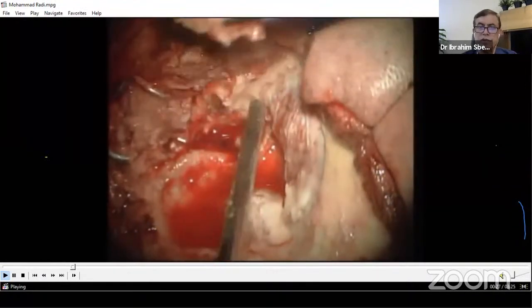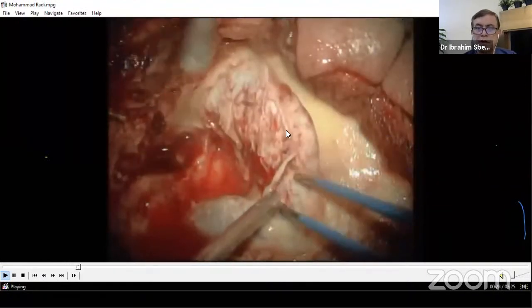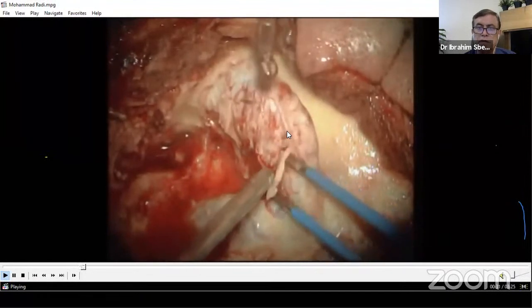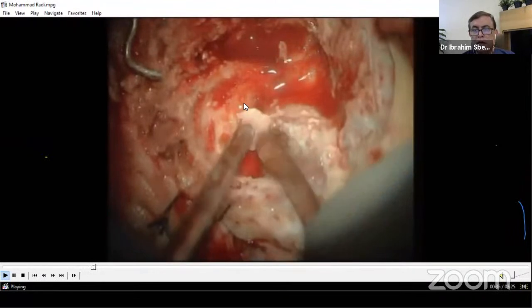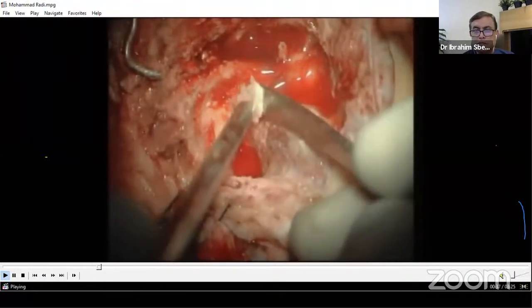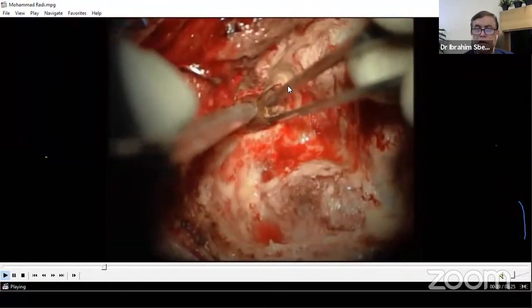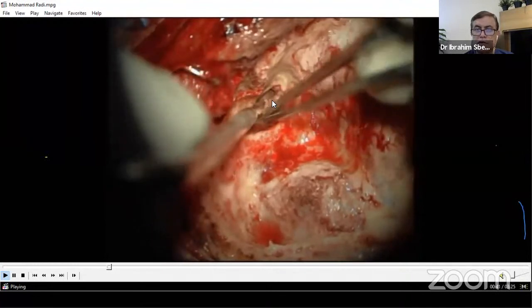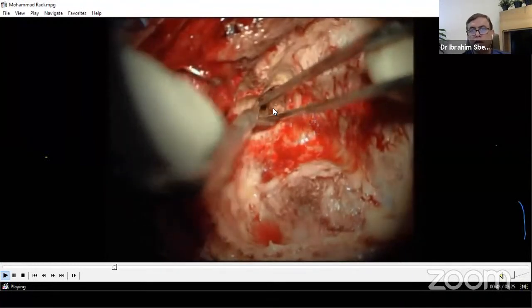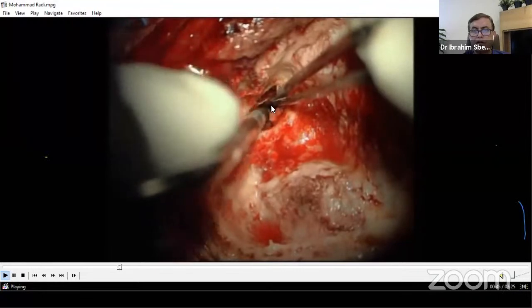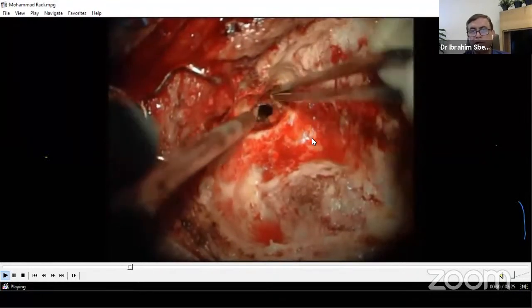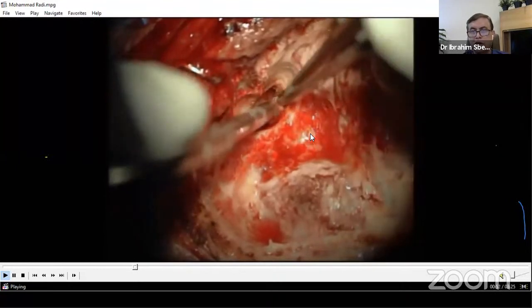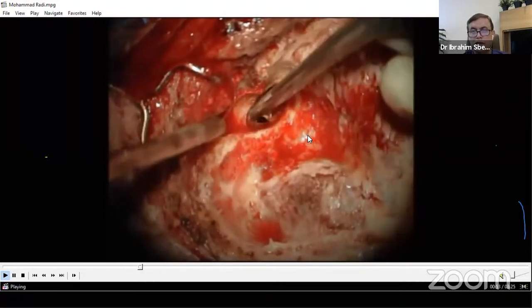Here we are removing part of the bone from the dura of the middle fossa. And then you can see the facial nerve, and then you go deeper inside into the cochlea and the internal carotid artery to remove the structures here. Then you go into the labyrinth because he had lost hearing. He has lost, as you said, the facial nerve.